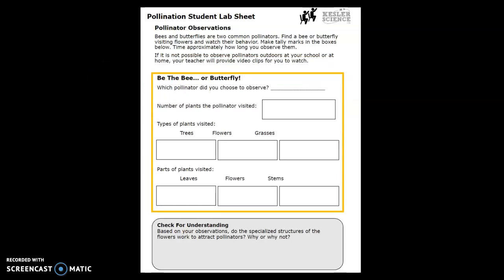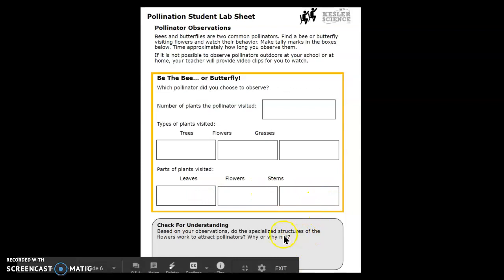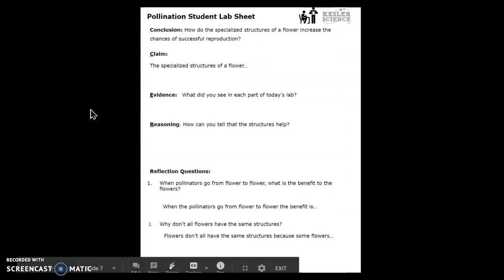After watching the video, or if you want to, go outside, and if you can actually observe a bee or butterfly pollinating a flower, that's fine too. But you're going to tell me which one you chose to observe. There are videos connected to this, but I would encourage you to go outside and see if you can see them. Number of plants the pollinator visited. Were they trees, flowers, grasses? Were they visiting leaves, flowers, or stems? And you're going to answer this question as well.